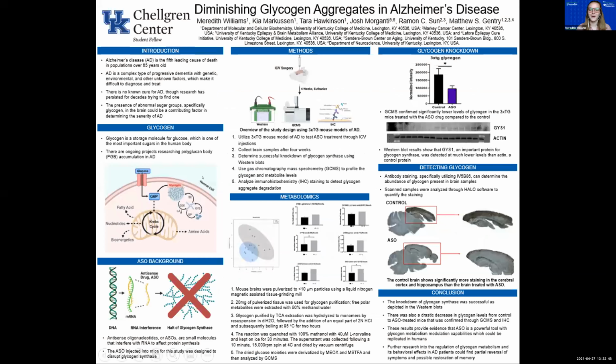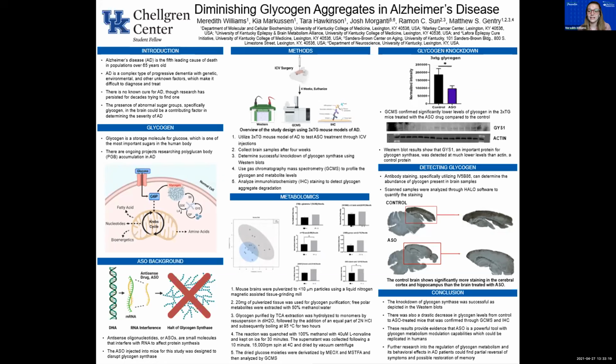Hi everyone, I am Meredith Williams and I am a sophomore currently performing research in the Gentry Sun Lab within the College of Medicine right here at UK. One of the projects that I've recently gotten to be a part of deals with diminishing glycogen aggregates in the brains of Alzheimer's disease patients. This is important research because Alzheimer's disease is the 5th leading cause of death in elderly populations, basically just people over 65 years of age.